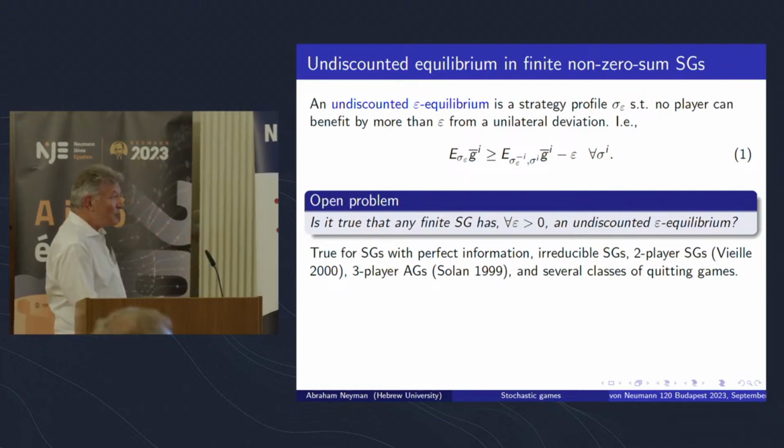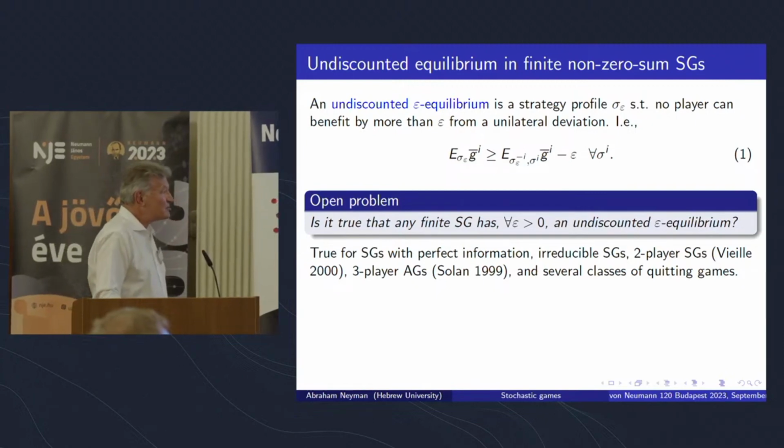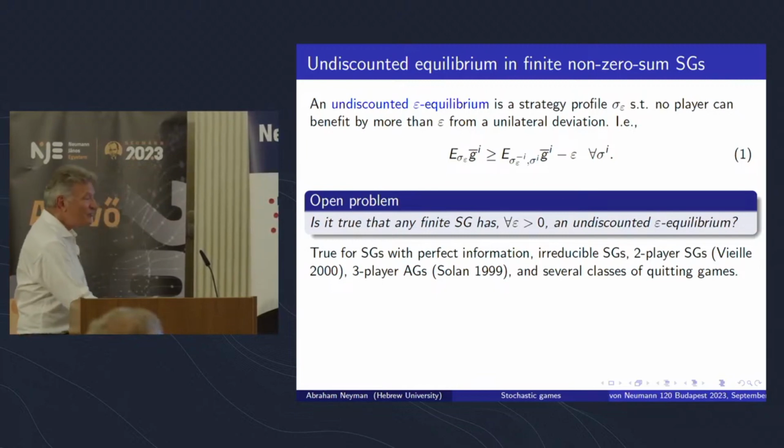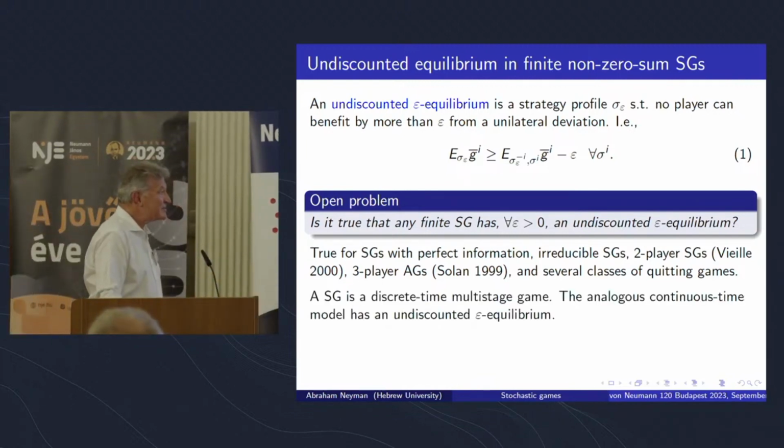It is true for two-player stochastic games, a deep result with over 100 pages of proofs by Vieille. It is true for three-player stochastic games of a subclass called absorbing games, and for several classes of quitting games.